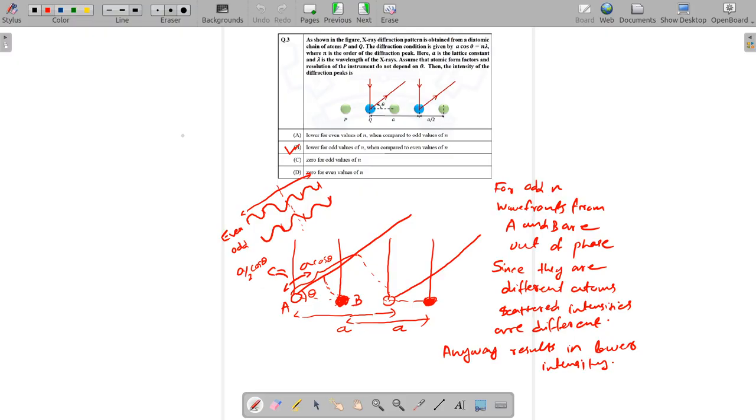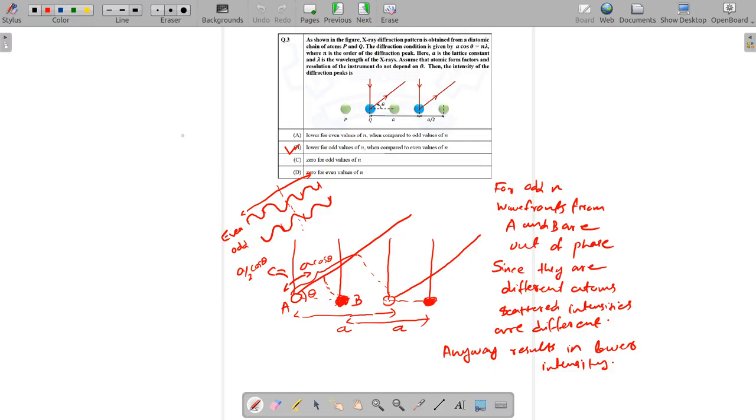So the question: as shown in the figure, an X-ray diffraction pattern is obtained from a diatomic chain of atoms P and Q. The diffraction condition is given by a cos theta equals n lambda, where n is the order of diffraction, a is the lattice constant and lambda is the wavelength of the X-ray. Assume the atomic form factors do not depend on theta. Then the intensity of the diffraction peak is... Okay, so there are 4 options given. Which one is true?